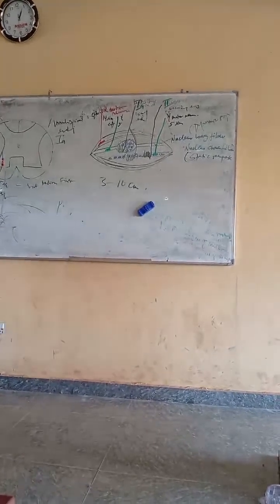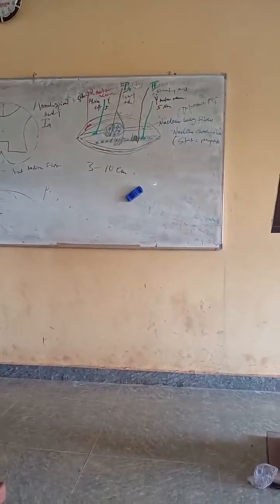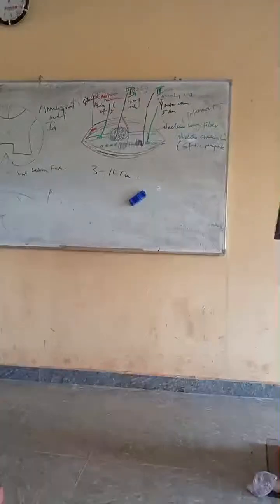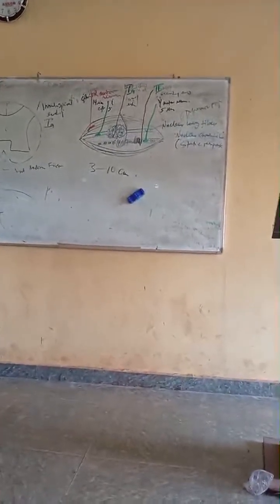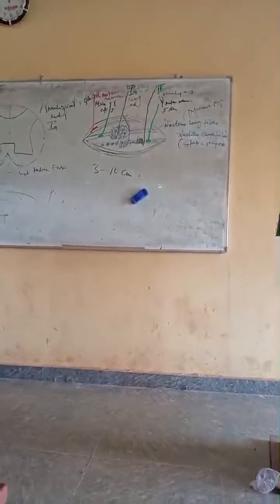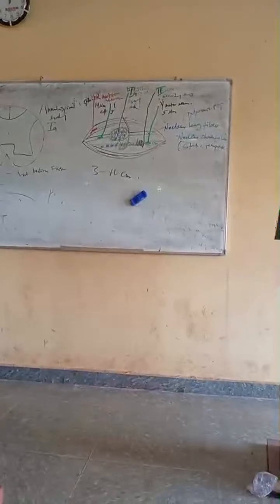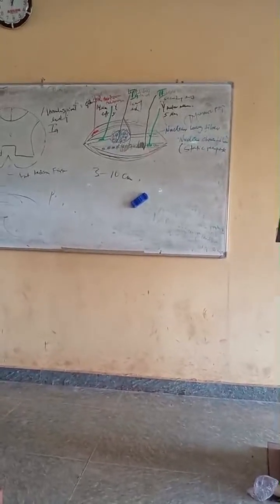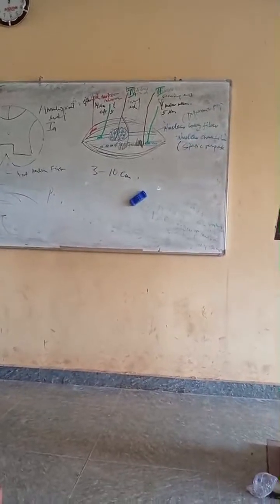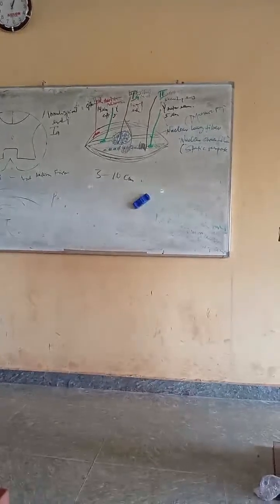Because when the gamma motor neurons fire, it stretches the muscle spindle. Is it not true? It stretches the muscle spindle, and once the muscle spindle is stretched, what will happen? It will generate impulses that will go to the spinal cord via the afferent fibers. Do you understand? So that's called alpha motor neuron and gamma motor neuron coactivation.